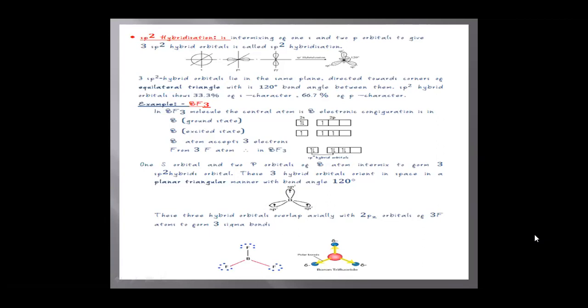sp2 hybrid orbitals show 33.33 percent s character and 66.7 percent p character. For example, boron trifluoride. In boron trifluoride, boron has 3 electrons in the outermost orbital, that is valence electrons, in the ground state. In the excited state, one of the 2s electrons will enter into the p orbitals. The boron atom accepts 3 electrons from 3 fluorine atoms in the formation of boron trifluoride with a bond angle of 120 degrees and geometry is planar triangular.